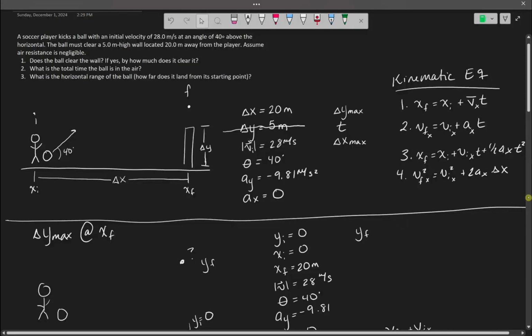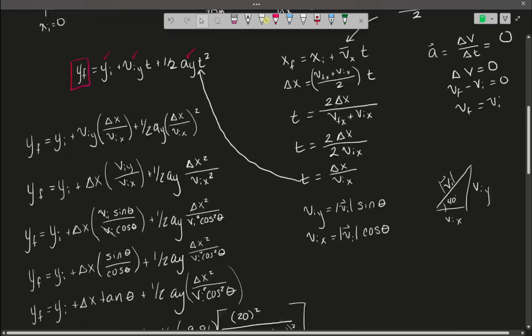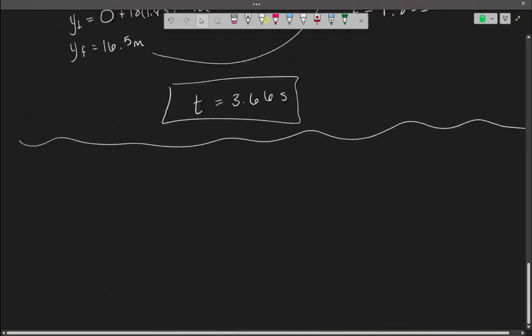So the last thing I want to figure out is what is the horizontal range of the ball? So how far does it go in the x direction? Oh, well, now that I have the total time, I can not use this equation because my acceleration is 0, so that'll go away. This is a pain. I don't really want to do that. This is not going to give me delta x. I have to use the third kinematic equation again. Why do we even have others?